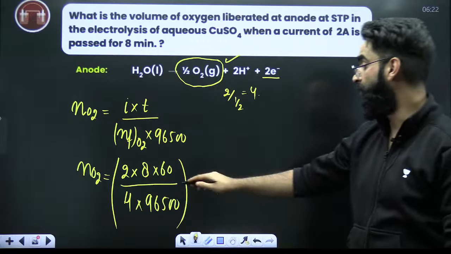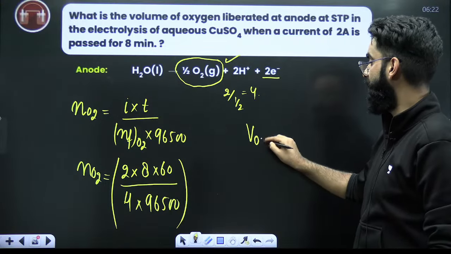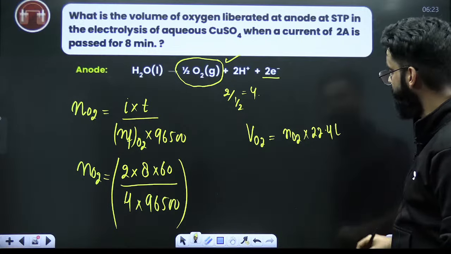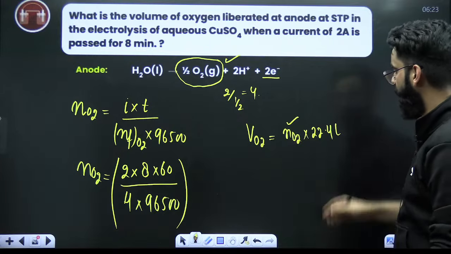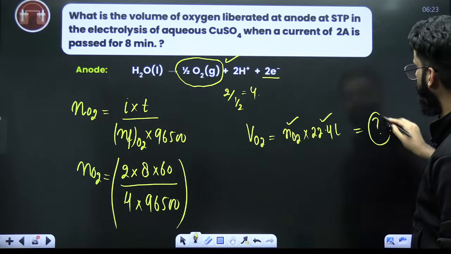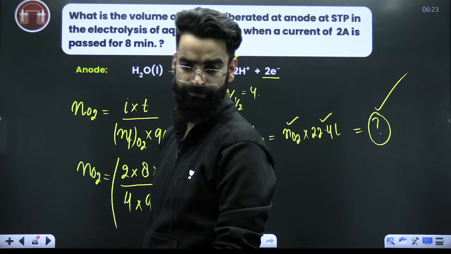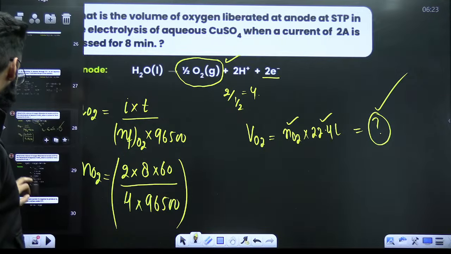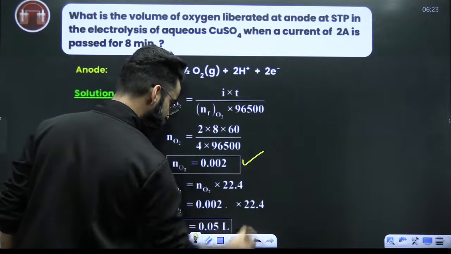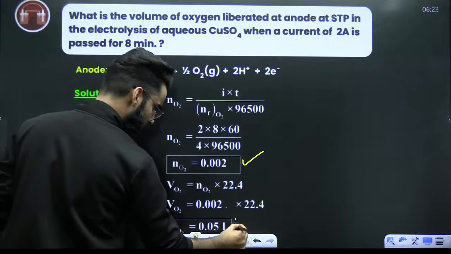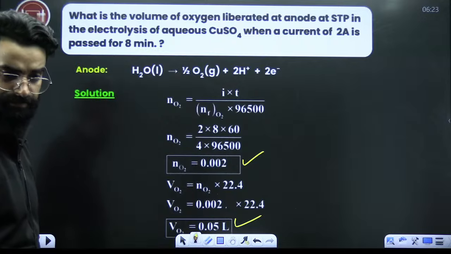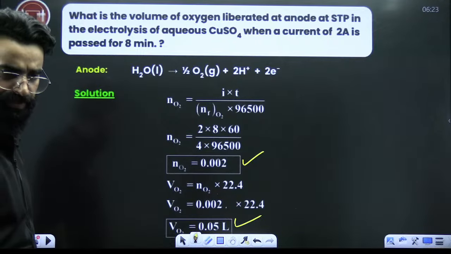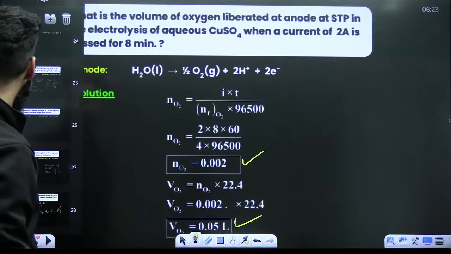But am I supposed to calculate moles or volume? I'm supposed to calculate volume. So the volume of O2 produced will be equal to the moles of O2 produced multiplied by 22.4 liters. You calculate the moles from here and multiply with 22.4 to get the volume of O2 produced. Is that clear to you people? If you want to look at the exact values, the moles are 0.002 and the volume of O2 liberated is 0.05 liter. Perfect. I believe this is clear to everyone, right?